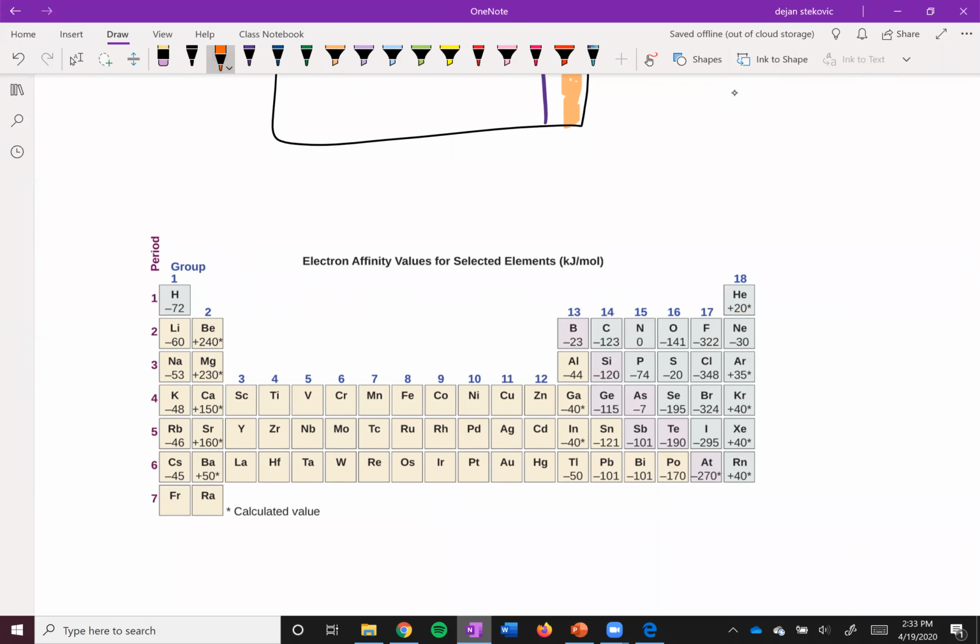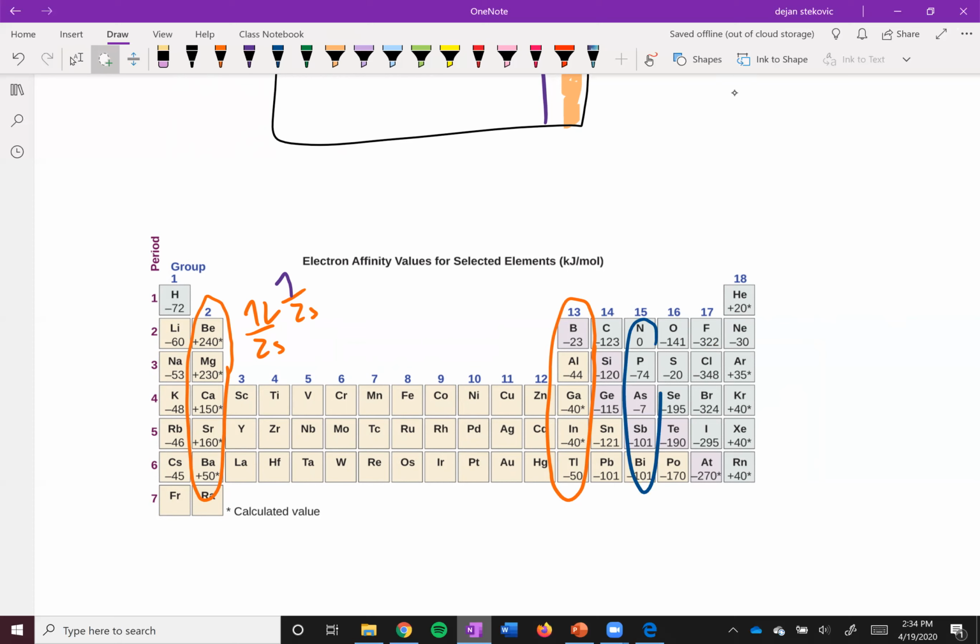The 2 exceptions I want you to make note of here is going from here to here. You don't see that trend. And again, that has to do with the 2s and 2p orbitals. Right here, we don't really want to add an electron because this 2s orbital is in higher energy than the other one. And then the other exception over here is with group 15 and 16. The trends aren't exactly what we would expect them to be. And that's because of these p electrons, right? We're going to have to start pairing them up. And when you start pairing electrons up, we have some electron-electron repulsion, which is not quite as favorable.